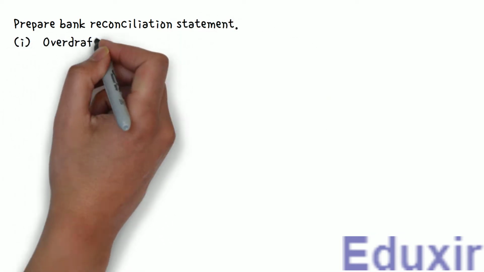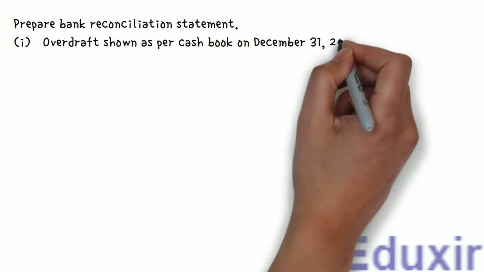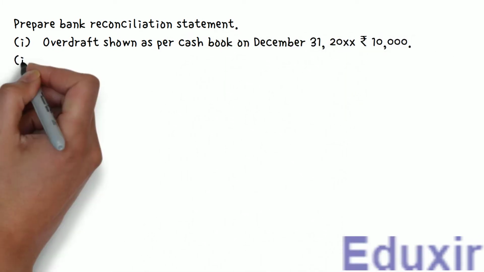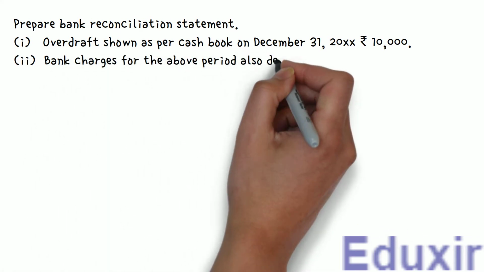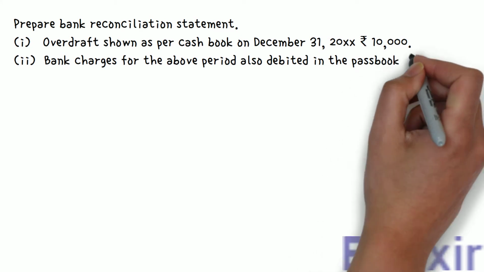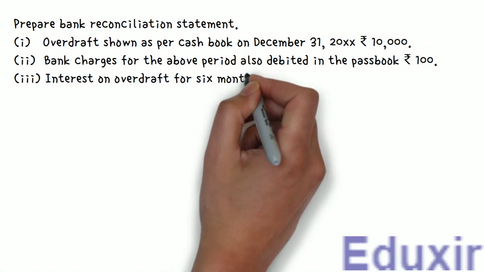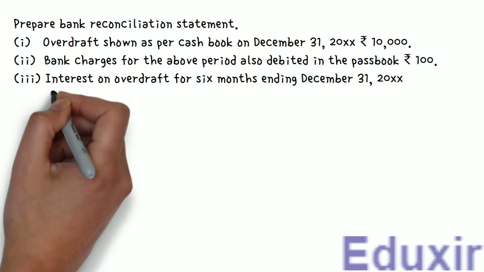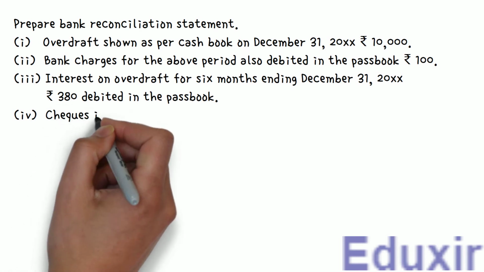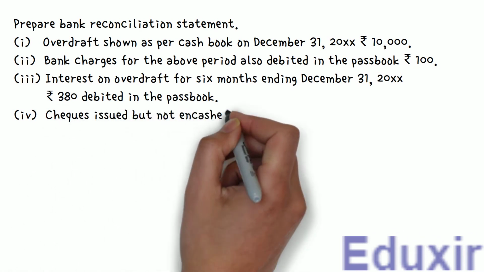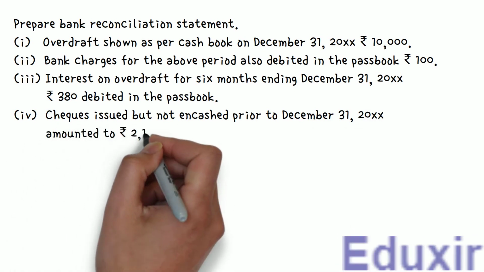Overdraft shown as per cash book on December 31st, 2000 plus 10,000 rupees. Bank charges for the above period also debited in the passbook 100 rupees. Interest on overdraft for 6 months ending December 31st, 2000 plus 380 rupees debited in the passbook. Checks issued but not encashed prior to December 31st, 2000 plus amounted to 2150 rupees.